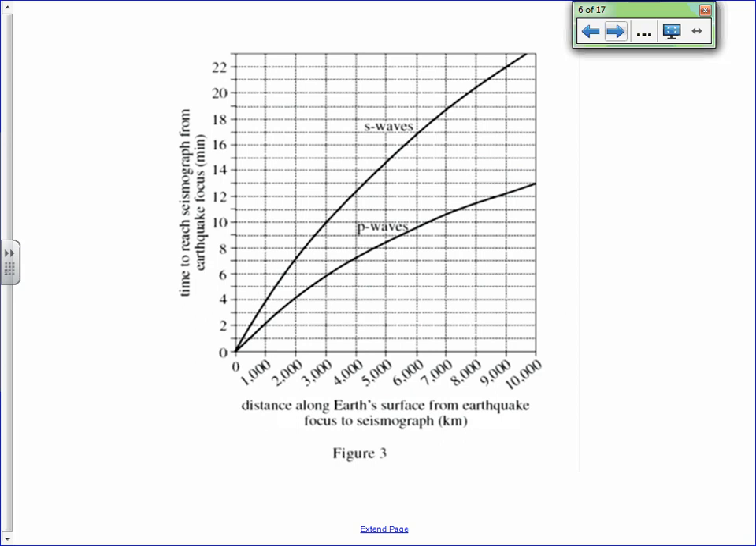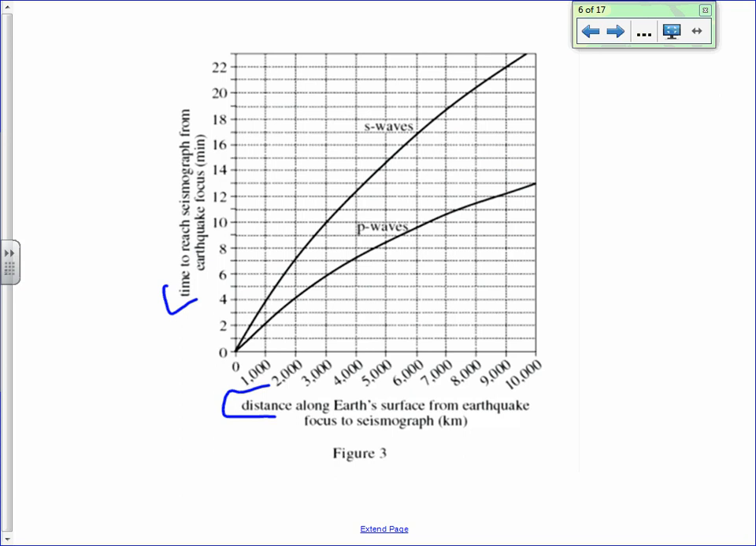Time to seismograph, earthquake focus. Excellent. So it's the time that it takes to reach the seismograph. So what we're doing here is we're comparing time and we're comparing distance on this graph using these two lines. All right, so what you would be able to do is a pretty simple problem then.